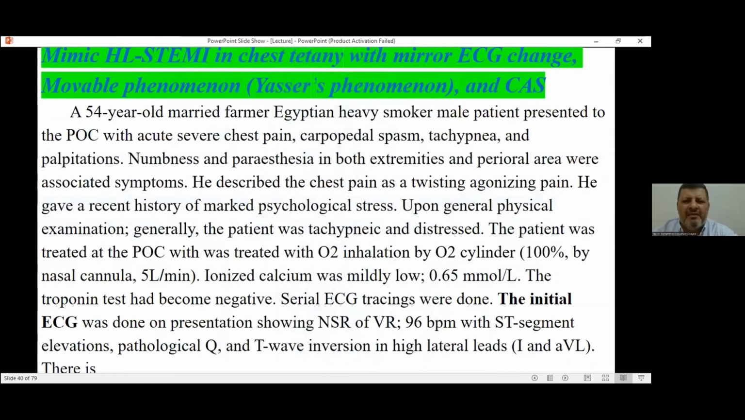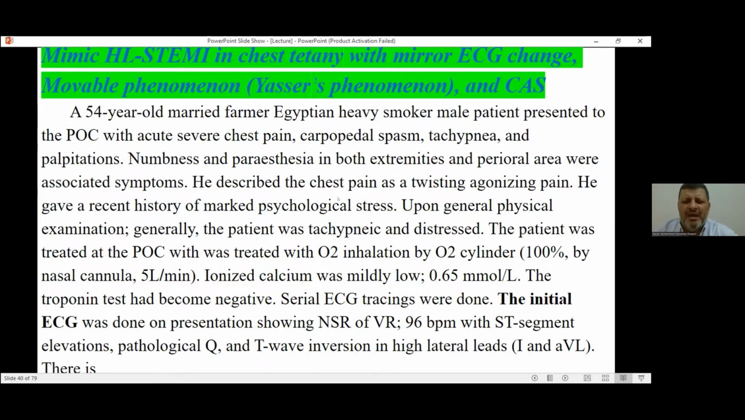Case number 7: mimic high lateral myocardial infarction with Yasser's phenomenon and coronary artery spasm. A 54-year-old married farmer, Egyptian heavy smoker, pale, presented to the physician outpatient with acute severe chest pain, carpopedal spasm, tachypnea, and palpitation. Numbness and paresthesia of both extremities with the perioral area were associated symptoms. He described the chest pain as a twisting, agonizing pain. This is a new description of pain.